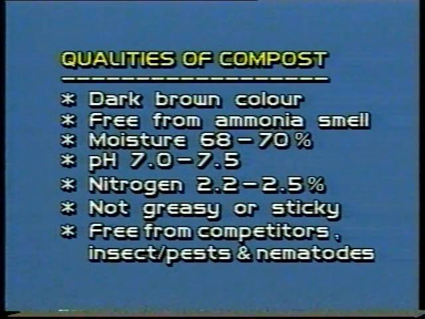Qualities of compost. Compost should be dark brown in color, free from ammonia smell, moisture 68 to 70%, pH 7.0 to 7.5, nitrogen 2.2 to 2.5%, not greasy or sticky, free from fungal competitors, insect pests and nematodes.